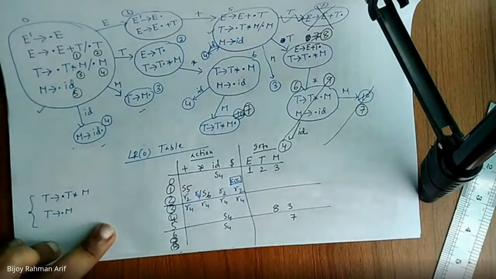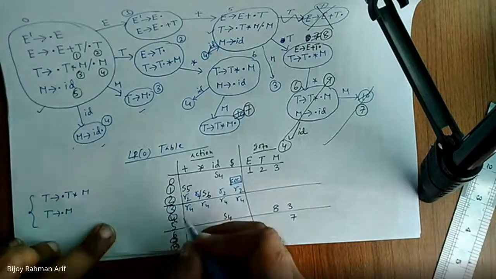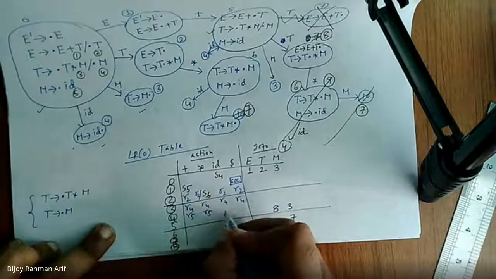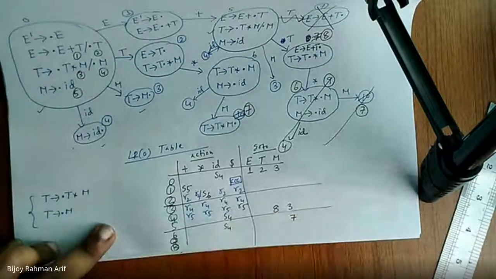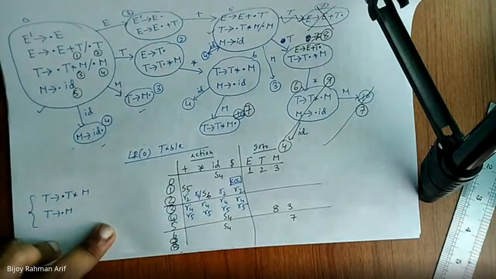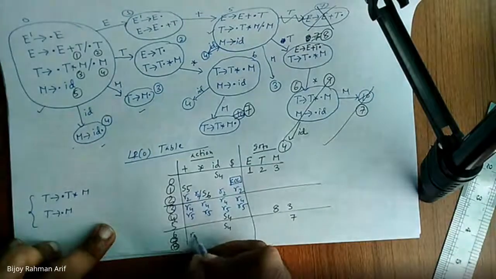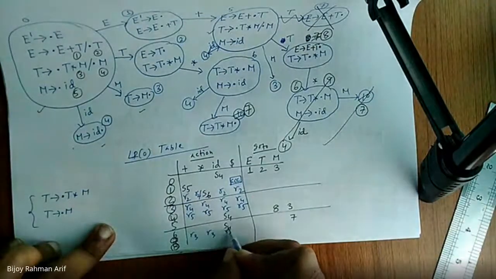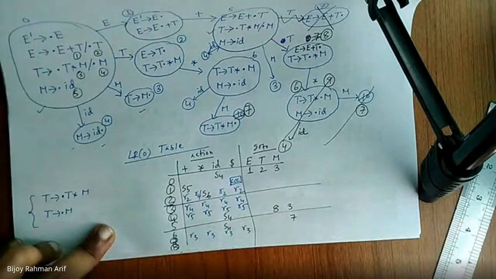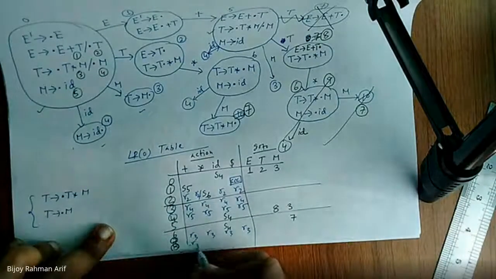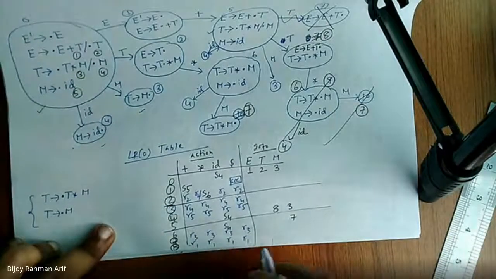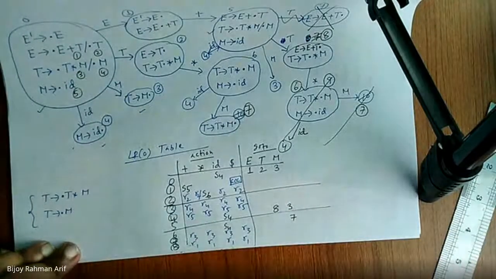4 is rule number 5, so rule 5 in every column. 5 no problem, 6 no problem. 7 is rule 3, rule 3 in every column. This one is rule number 1, so rule 1 in every column.